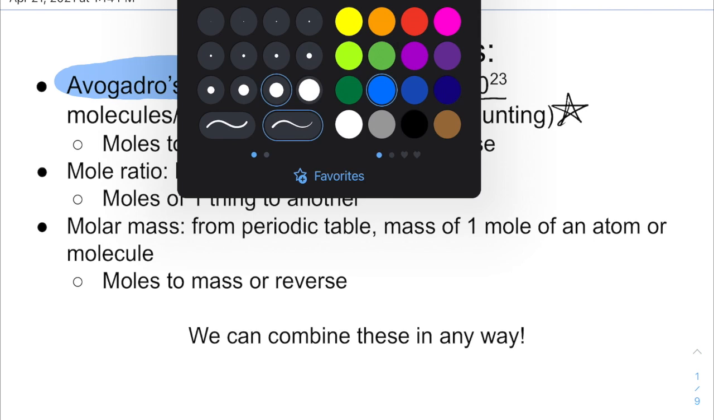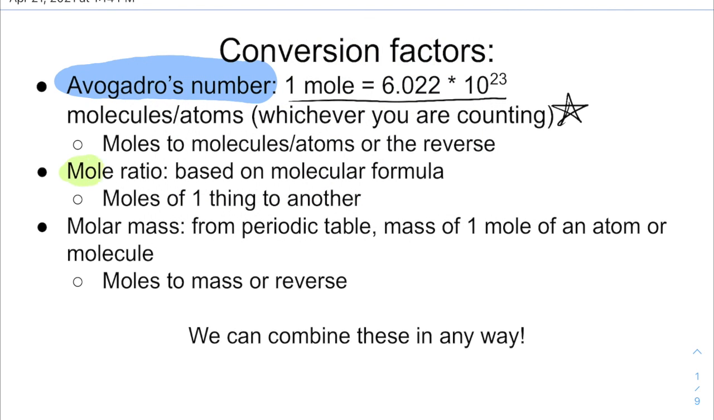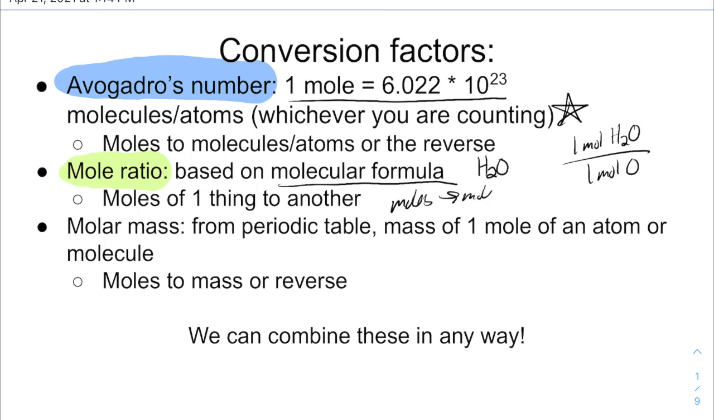The second conversion factor that we talked about was the mole ratio. The mole ratio is completely based on the molecular formula. For example, H2O, for a mole ratio, we could say that 1 mole of H2O has 2 moles of hydrogen. We could also say that 1 mole of H2O has 1 mole of oxygen. It's completely coming just from that molecular formula. This allows us to go from moles to moles. So if we have moles of H2O, we can go to moles of hydrogen or oxygen, and we can also go the reverse as well.